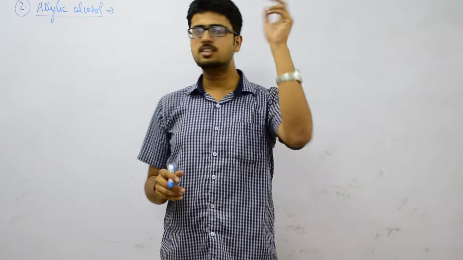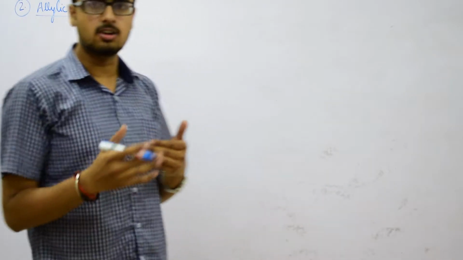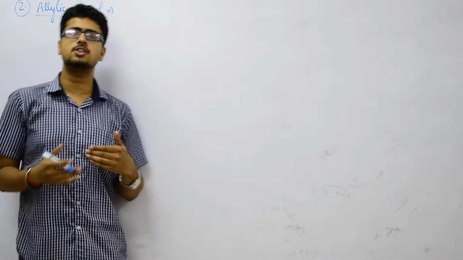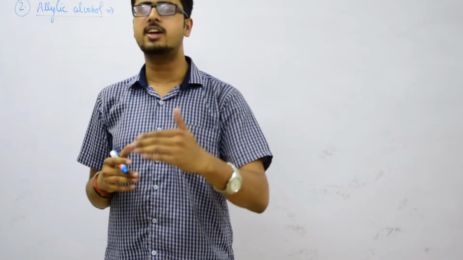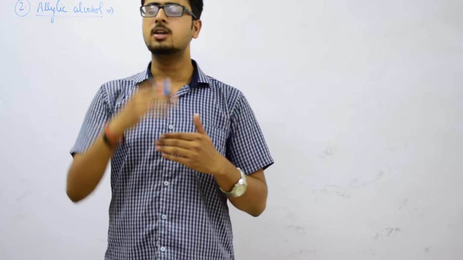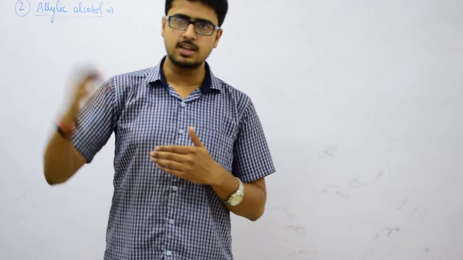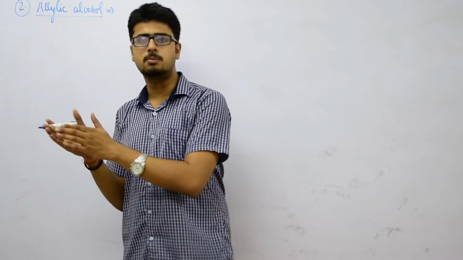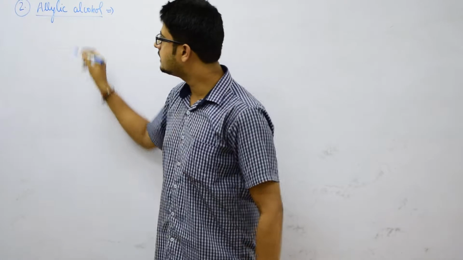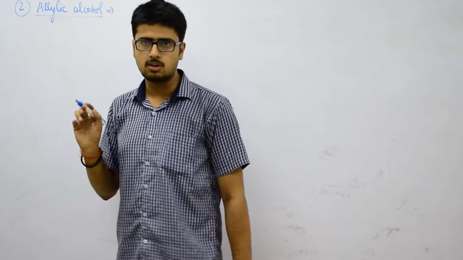So in the last term we studied aliphatic alcohols. We saw further classification of aliphatic alcohols into monohydric, dihydric, trihydric and polyhydric. Monohydric alcohols were further classified into primary, secondary and tertiary. So we are coming to the next topic, the next type of alcohol, that is allylic alcohols.